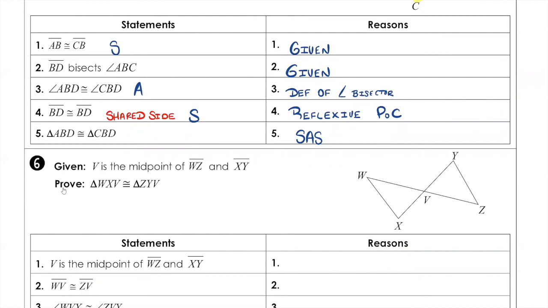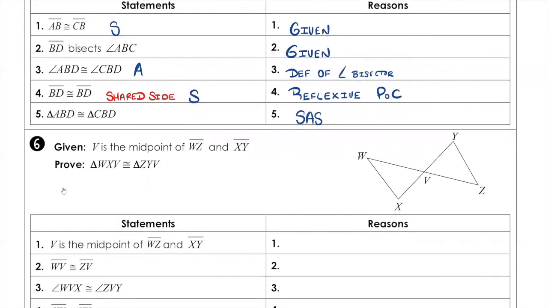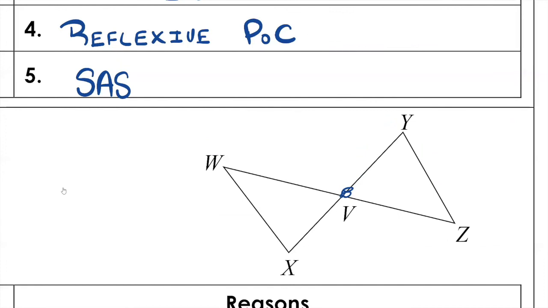B is the midpoint of WZ and XY. I love when they do that. So we got B is the midpoint of WZ, and B is the midpoint of XY. So if B is the midpoint of WZ, what does that mean? What do you mean in the middle? It makes two congruent lengths. Good. There's a vertical angle in there. We're talking about the given information right now.